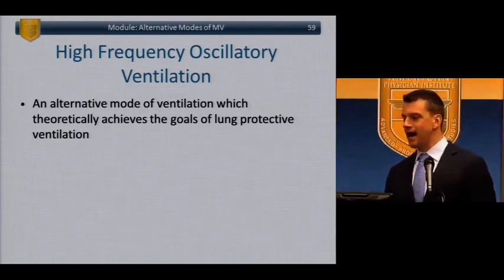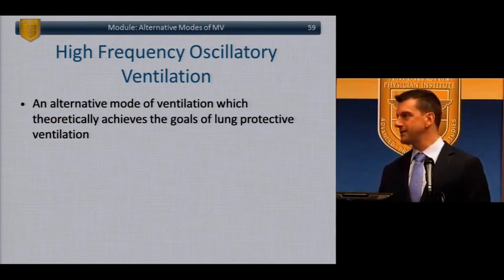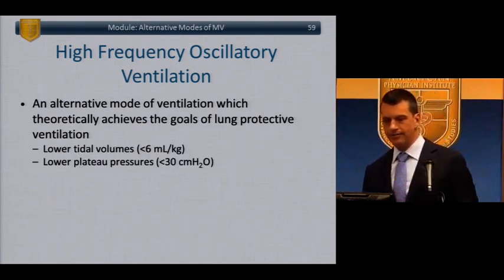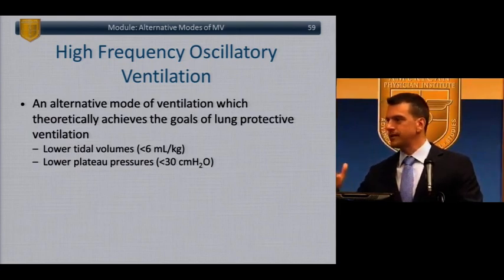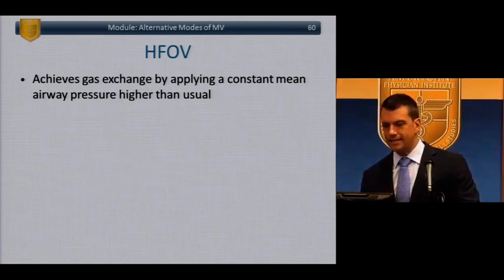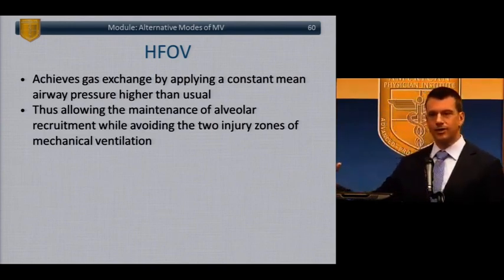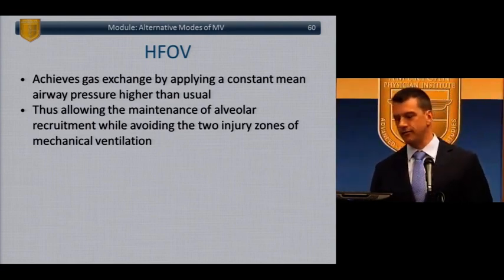So then finally we have the oscillator ventilator. This is just really rapid. You can set these things at 300 or 400. They deliver a very small volume consistently, but you have this average airway pressure again. Lower tidal volumes at like 6 cc's per kilo, and a lower plateau pressure is achieved because you're just really moving a little amount of oxygen very rapidly. It does achieve gas exchange by the constant mean airway pressure, which is higher. Thus, you avoid that zone of overdistension where you're causing pressure and barotrauma, and that zone of complete collapse where you get the shearing forces.